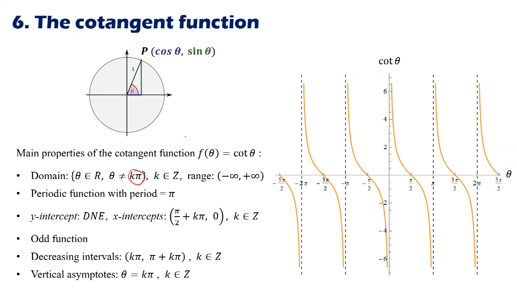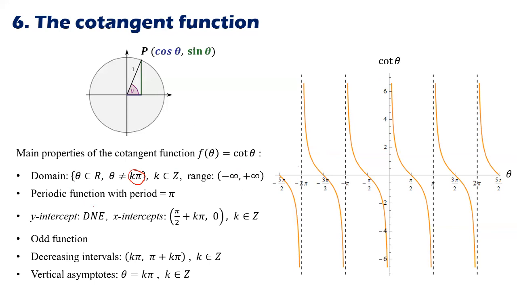Because in that case, the y coordinate is simply 0. And in cotangent theta, the y coordinate is in the position of denominator. The denominator cannot be 0. And range is negative infinity to positive infinity, as shown in this graph.